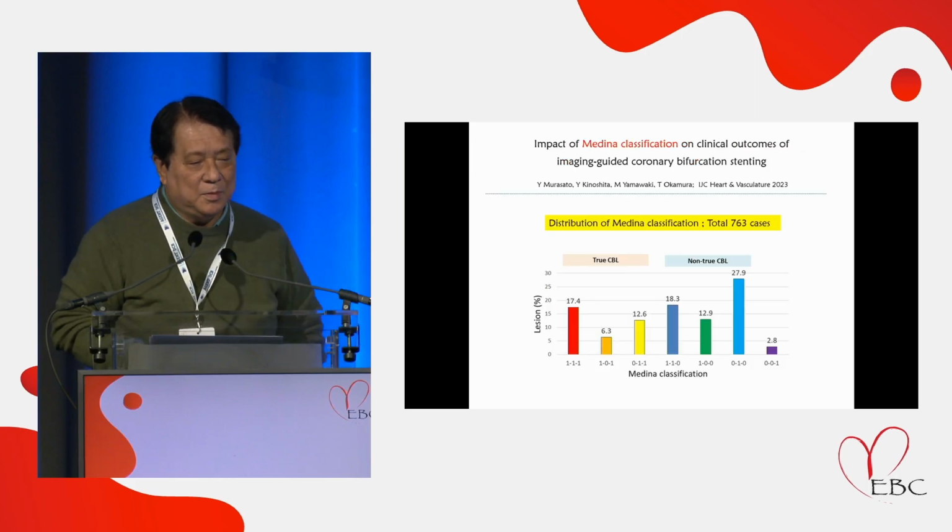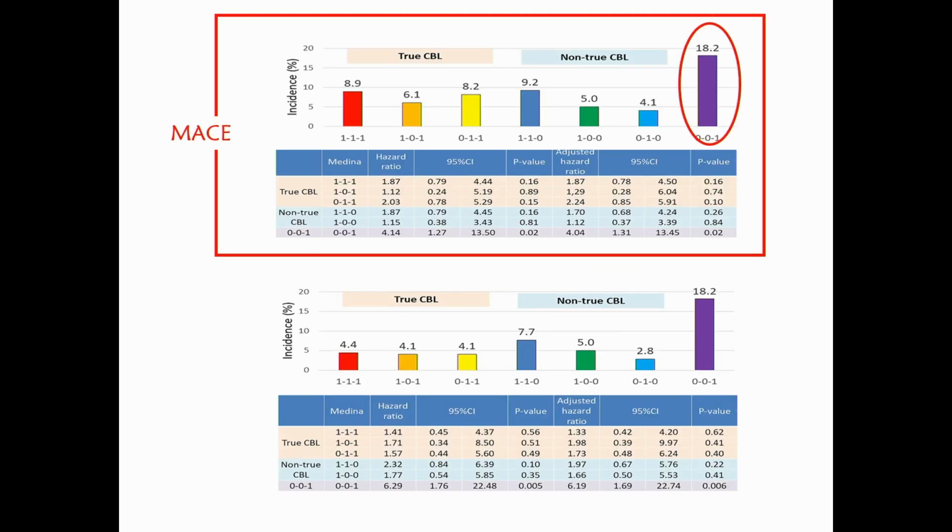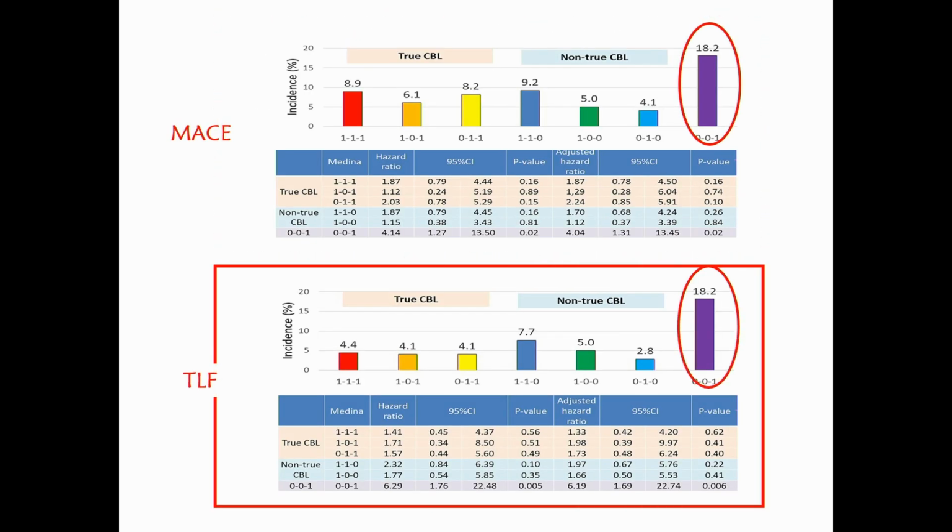And this is a paper from Dr. Murasato, an EBC friend. This is the distribution of the Medina classification. In spite of the very low distribution of 0,0,1, it actually shows worse clinical outcomes in MACE and TLF.